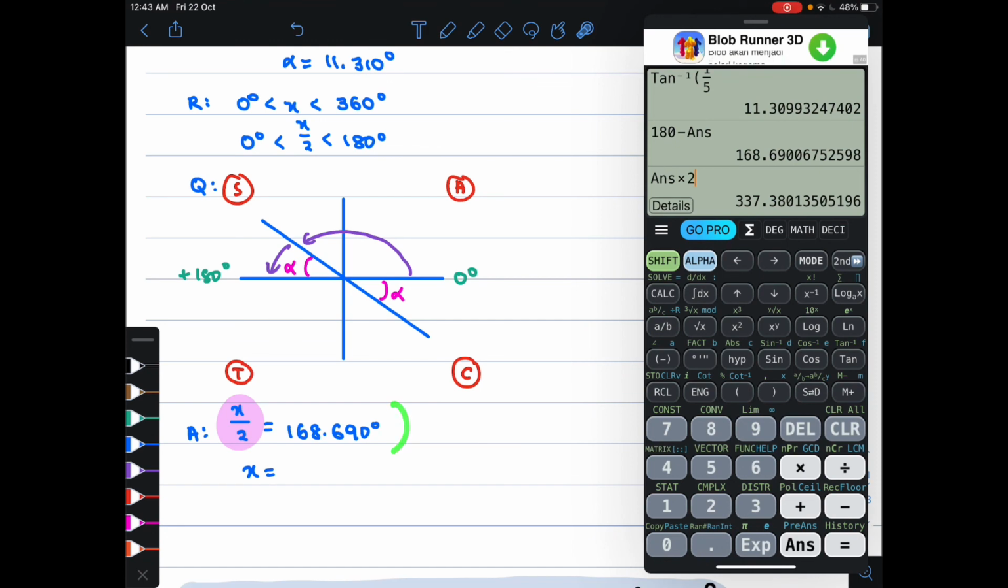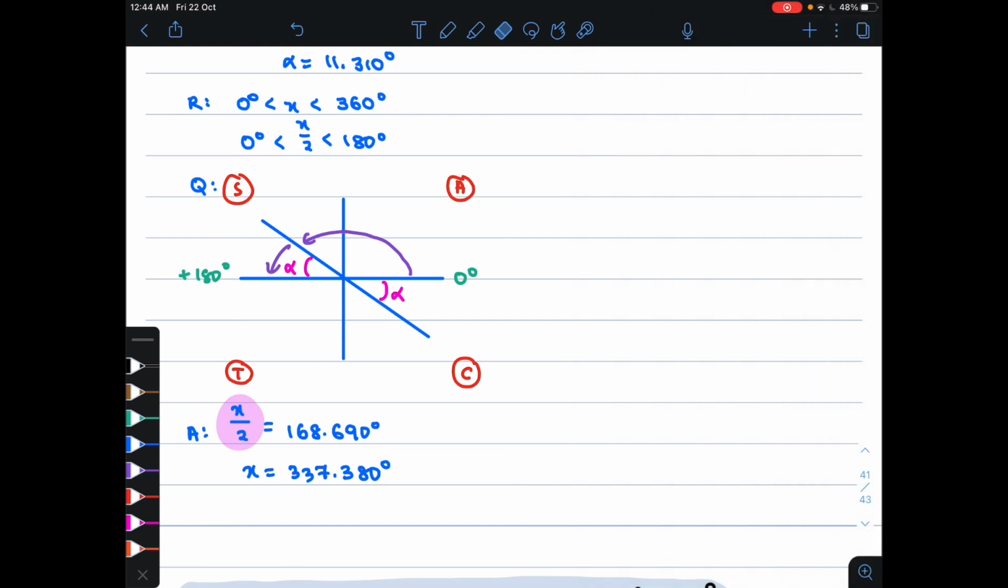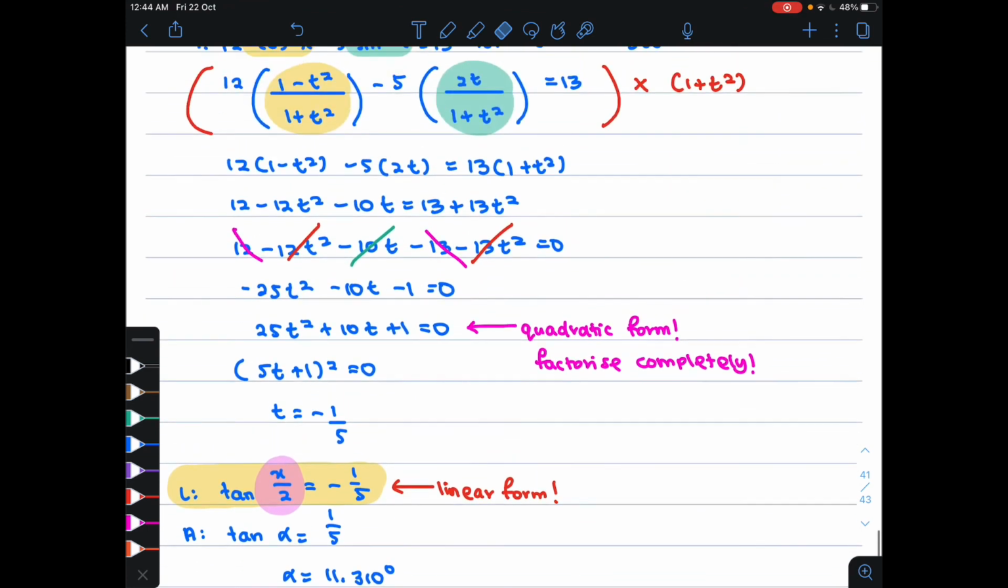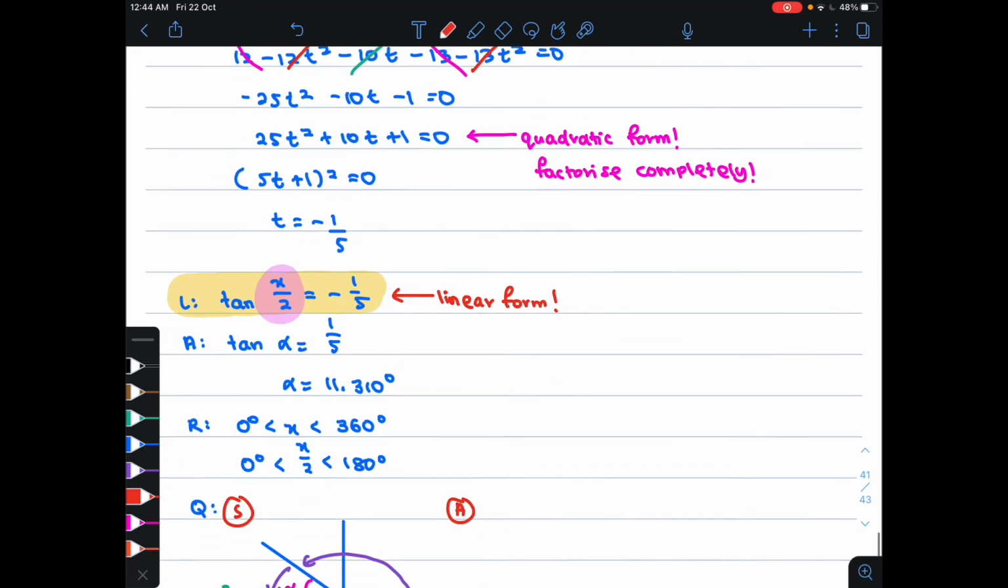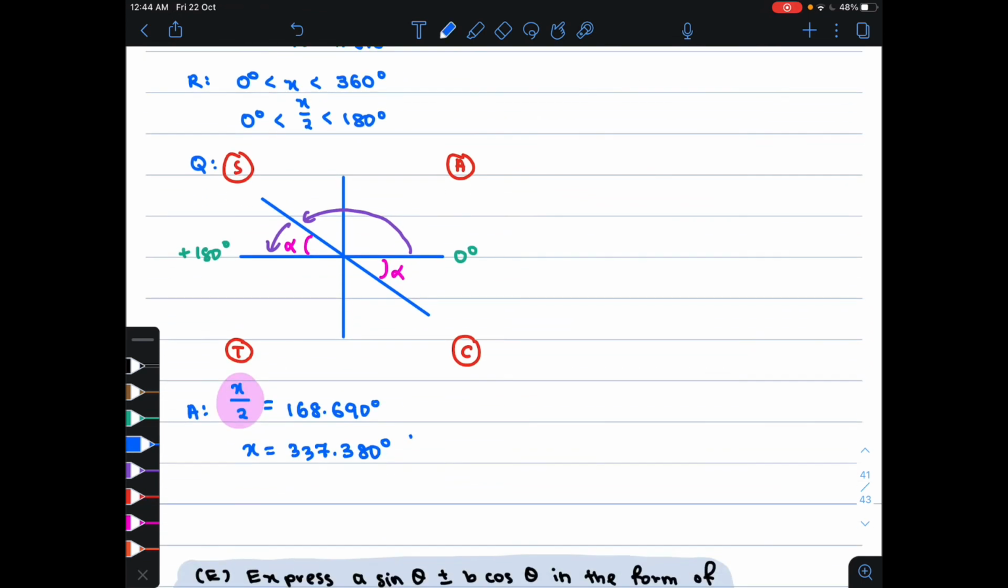And to find x, we multiply everything here by 2 and you'll get x equal to 337.380 degree. So if you look at our question again, x is given in degree, and hence the final answer should also be in degree. So this is the final answer of this question. So that's how you apply t-substitution for any question that uses t equal to something. So just apply t-substitution, draw your right angle triangle, and then apply your LARCA.